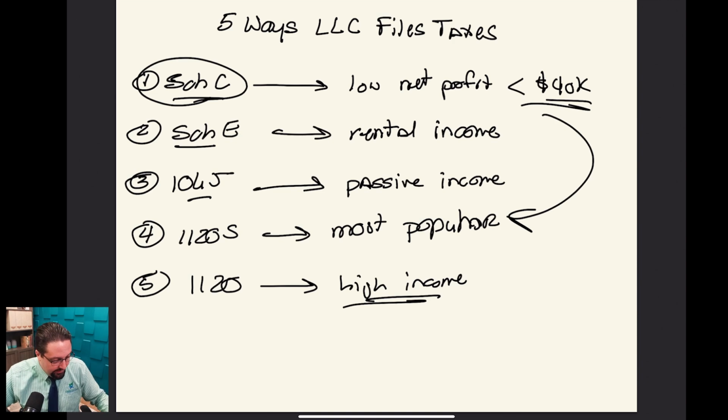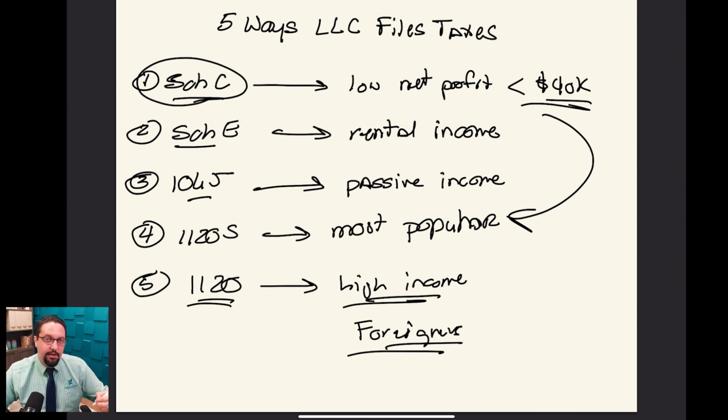And also the C corporations are good for foreigners. Okay, so if you have a foreigner that is an owner of an LLC, usually the C Corp is a better option. Why? Because the owners will not have to pay the Social Security tax from the net profit. So foreigners don't have a Social Security, and you don't want them to pay Social Security tax for something that they see no benefit from. Okay, so basically these are the 5 ways that an LLC can pay taxes.